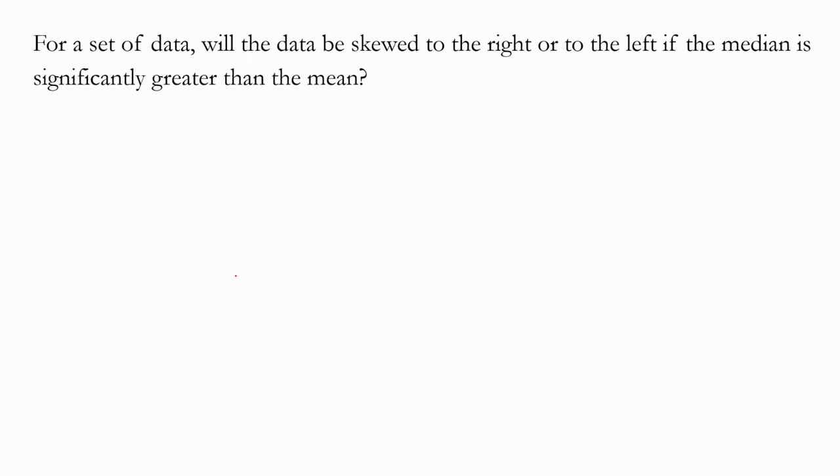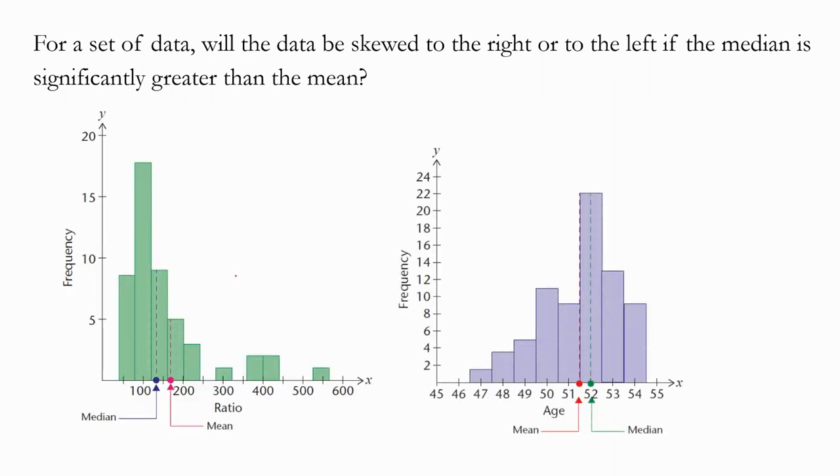Okay, let me just show you using these diagrams. We have this diagram, the first one here. If we check here, the median is less than the mean. So the data is positively skewed if the median is less than the mean. But if the median is greater than the mean, the data is negatively skewed, or skewed to the left.